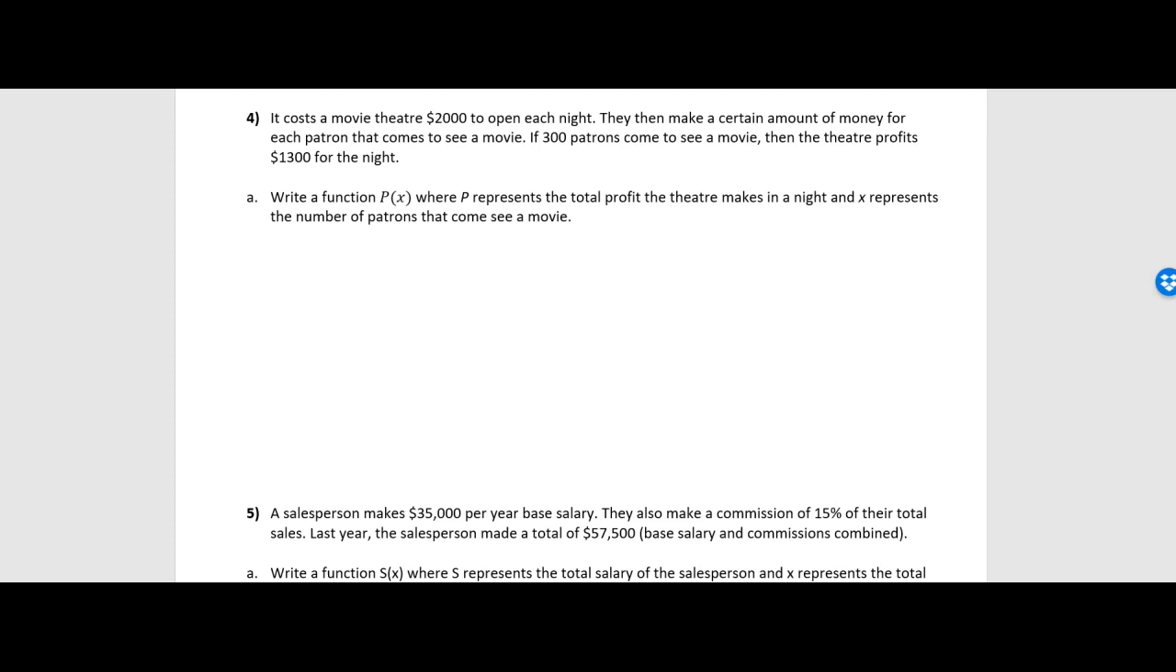So we need to write a function p of x, where p represents the total profit the theater makes in a night, and x represents the number of patrons that come and see a movie. So we already have our variables, and now we can try to build our function. So to start us off, let's actually talk about what this equation or function would look like in words before we then move on to numbers and variables.